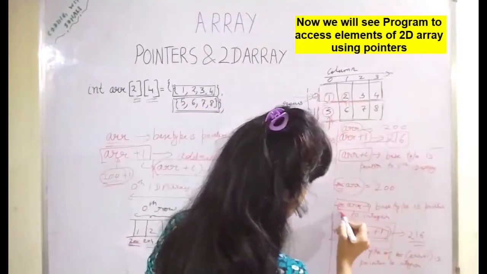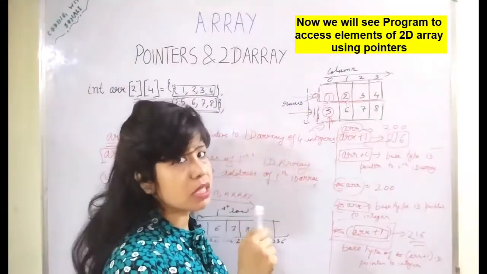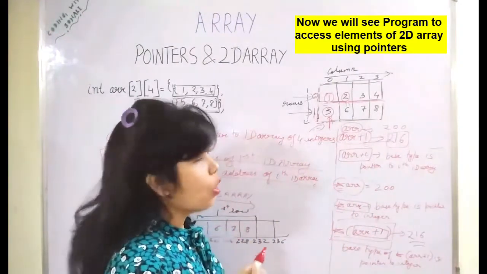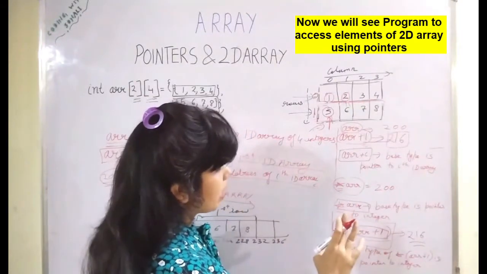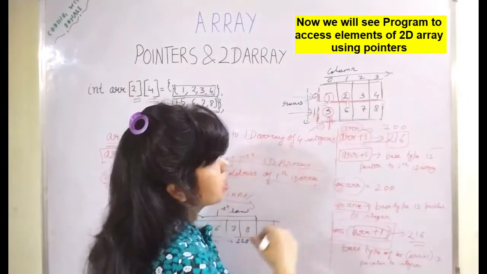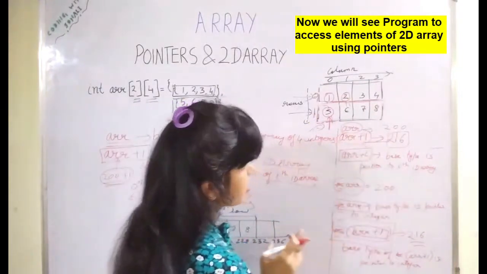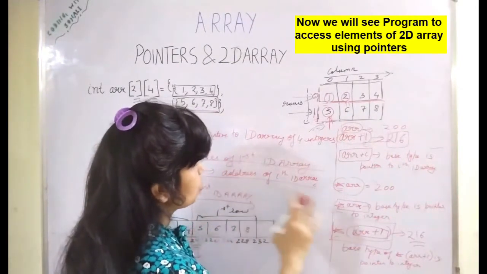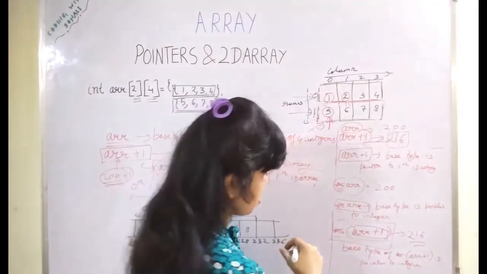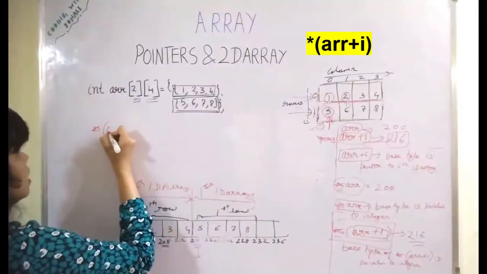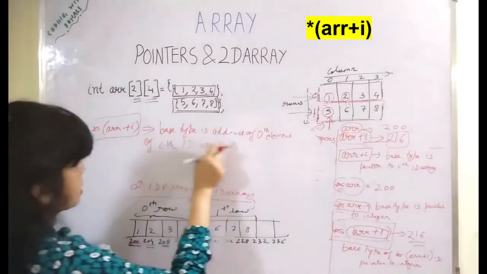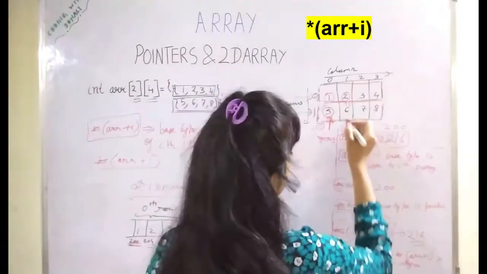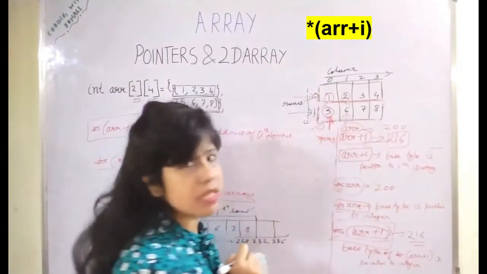When using pointers, we use star, that is the indirection operator, as well as ampersand, that is the address of operator. That is the reason before writing the program, before accessing the array elements using pointers, we will understand these concepts and how they work, so that it will be easy to write a program and then go ahead and access the array elements using pointers. So in general, star ARR plus I, the base type will have the address of the 0th element of the ith 1D array. So how do we reach this element, that is 6?